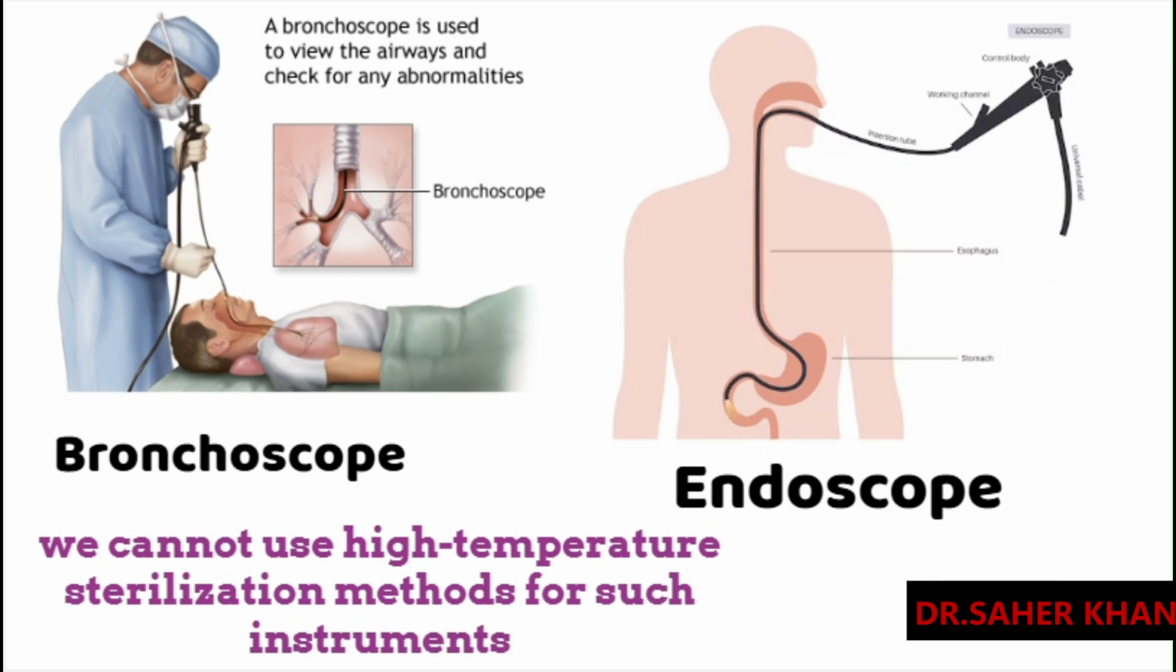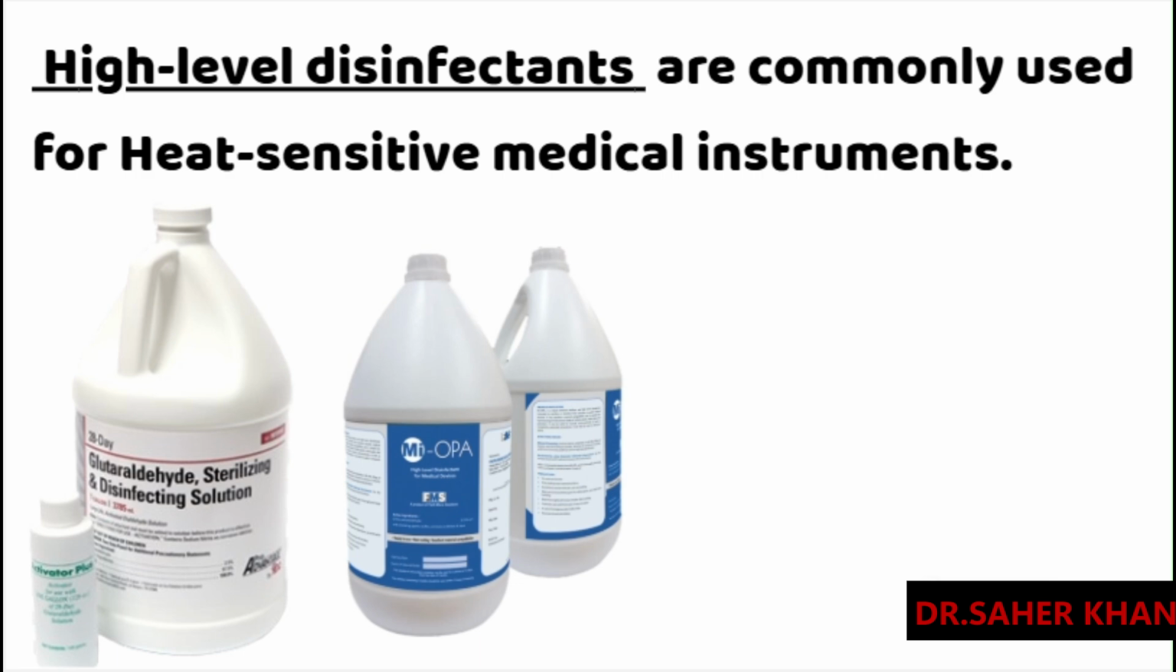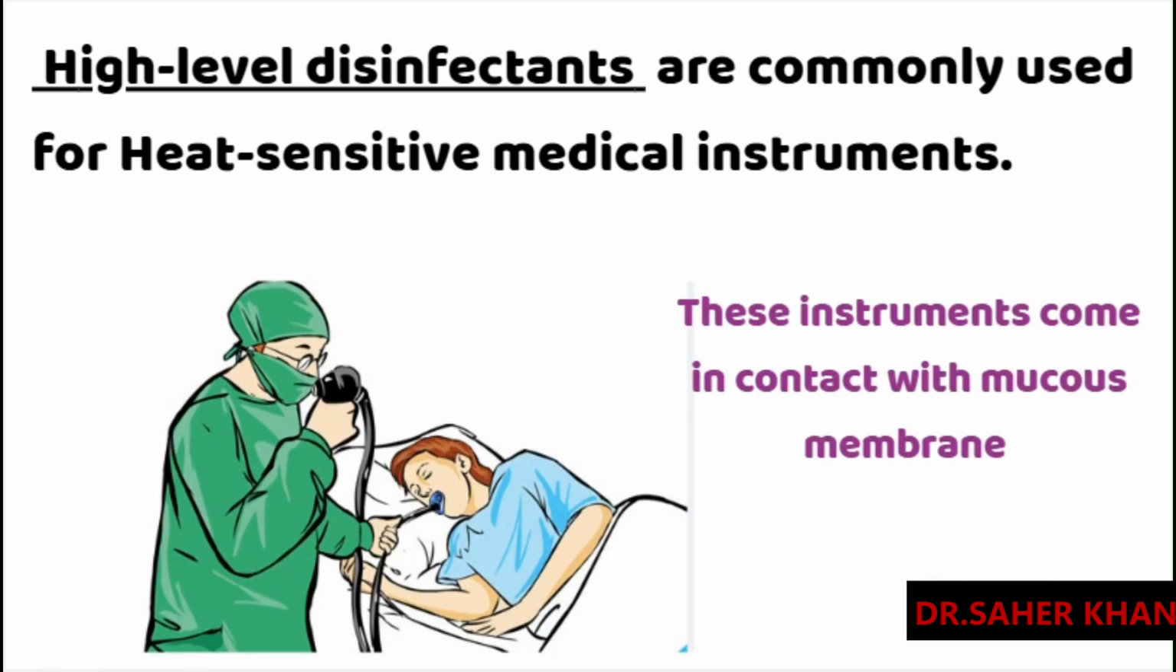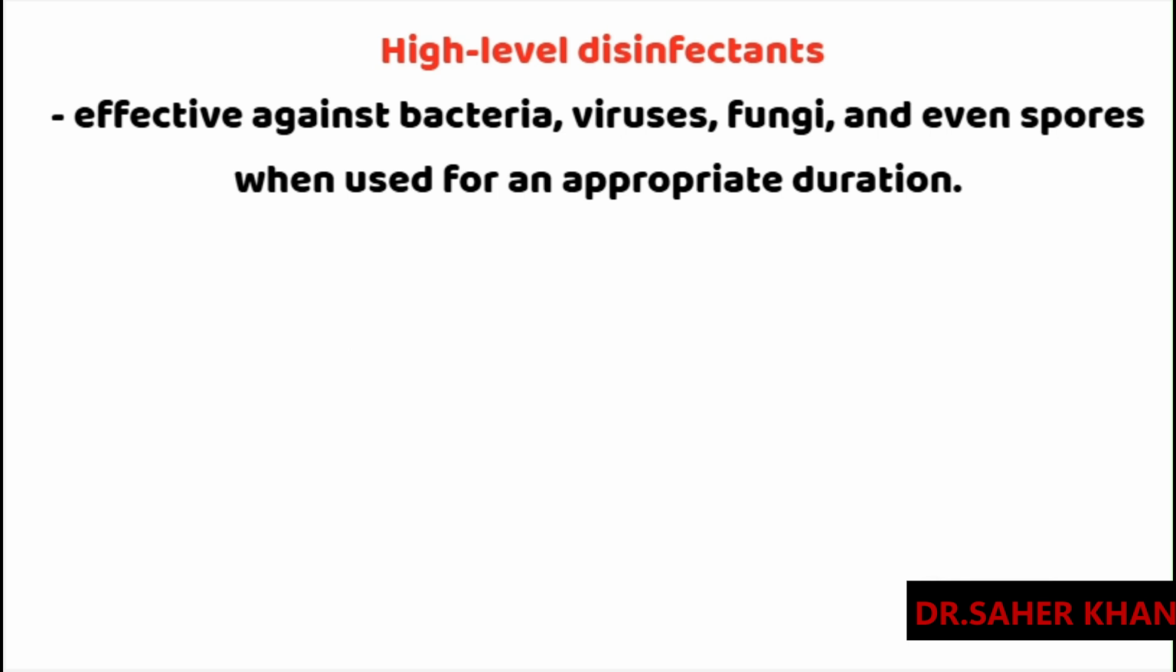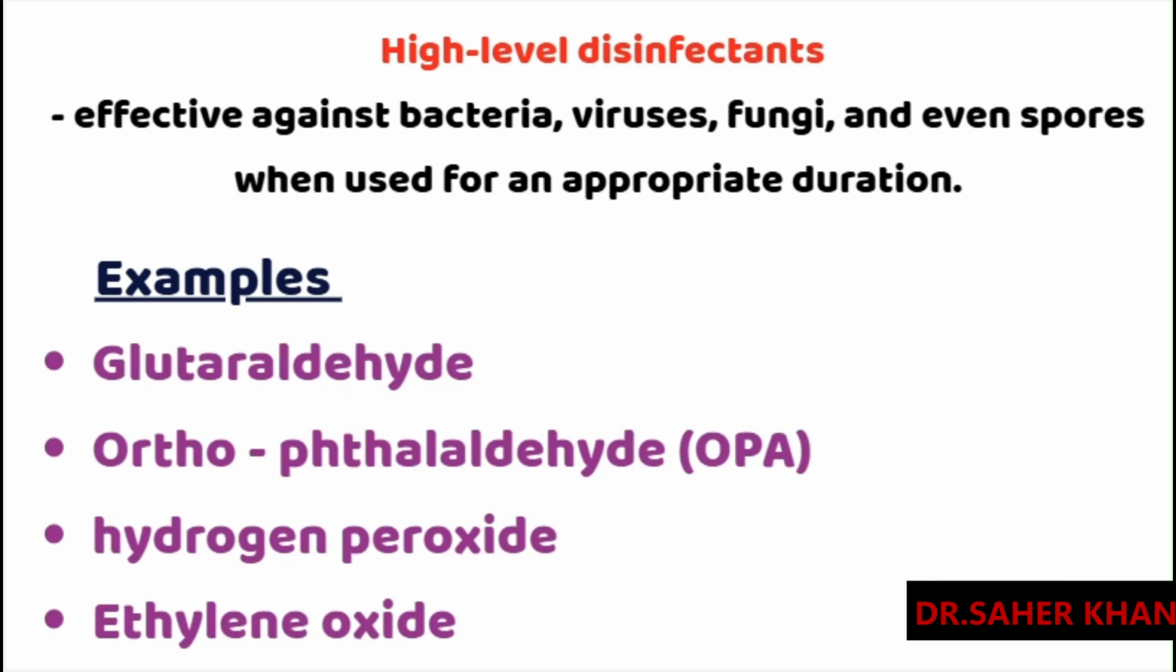So, how do we sterilize these instruments? Well, these instruments require high level disinfectants. Why high level? Because these instruments come into direct contact with the mucous membrane of the human body. So we must use high level disinfectant to eliminate bacteria, viruses, fungi, and even spores. To answer this question correctly, you must know the examples of high level disinfectants, which include glutaraldehyde. This is the most commonly used one for endoscopes. Second, OPA, and hydrogen peroxide. So these are the examples of high level disinfectant.